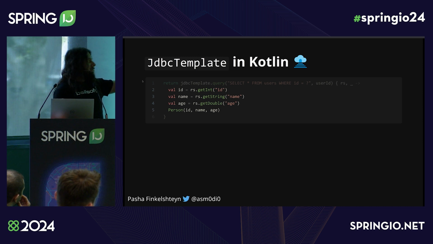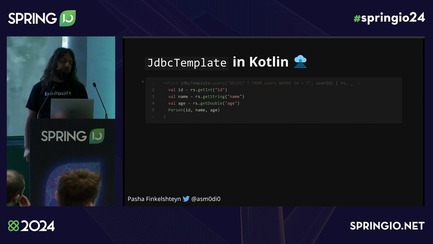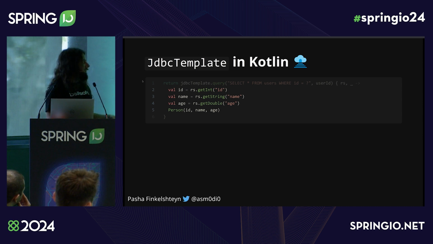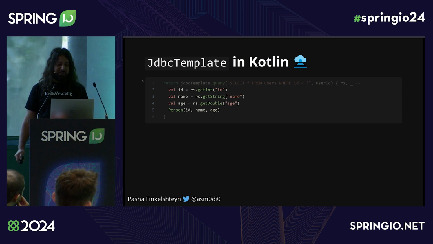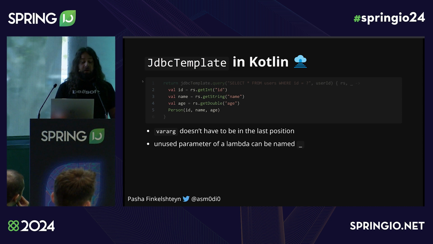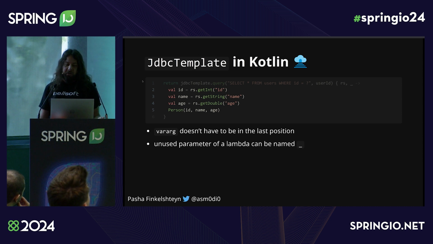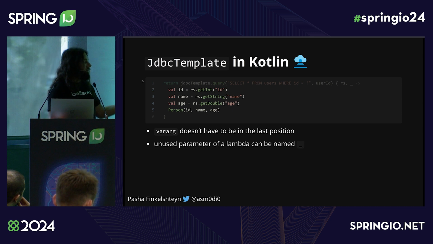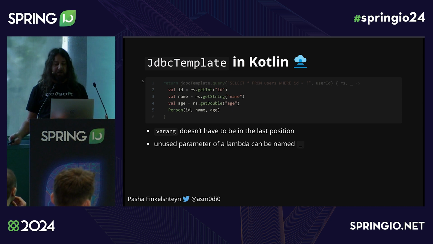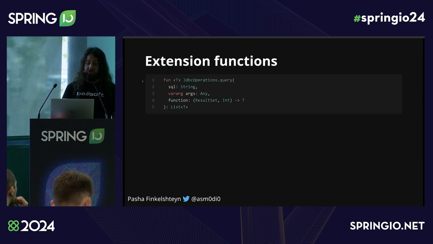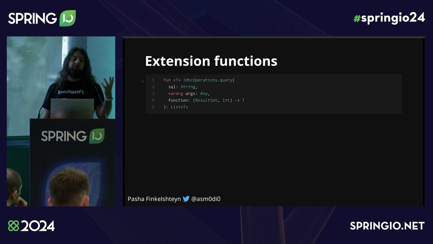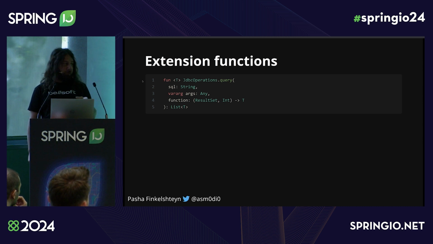Yeah, and then the code is almost Java style. Well, we use val instead of String, but otherwise it's the same. The thing is, in Kotlin, vararg doesn't have to be in the last position, and we can use unused parameters as underscore. How does it work? With the help of extension functions. Inside Spring, it's just the Kotlin extension for Spring.